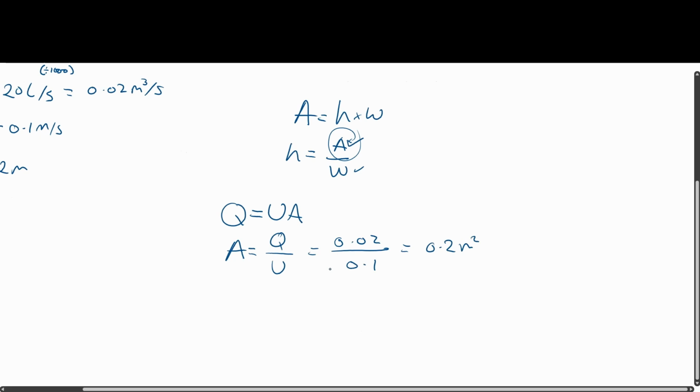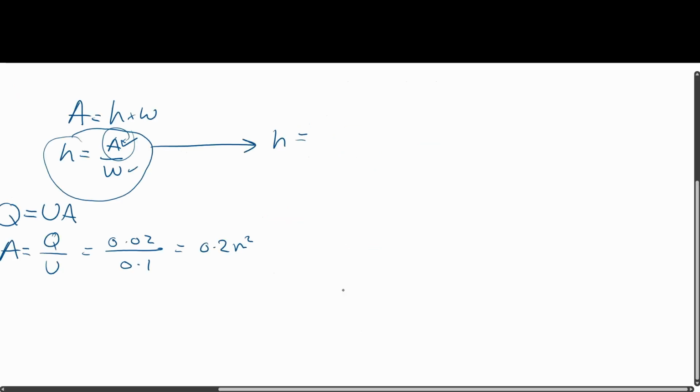As we have the area and the width, we can now use our first equation to find H. That means that your depth is going to be equal to 0.2 over the width, which is 2. Put that together and we get a depth of 0.1 meters. And that's how you solve it.